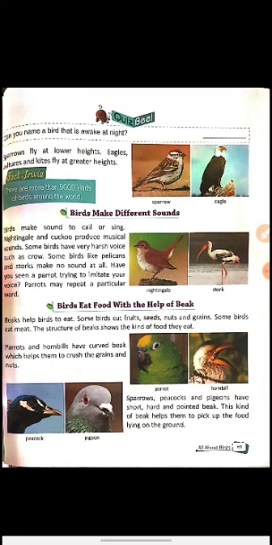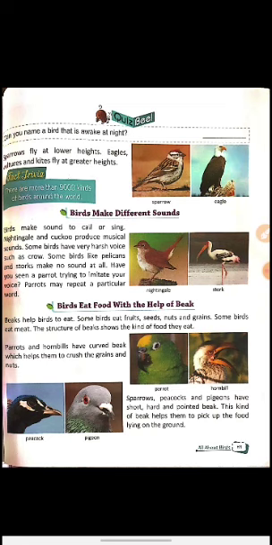Have you seen a parrot trying to imitate your voice? A parrot may repeat a particular word. What is the habit of the parrot? Parrots used to repeat what we say. So this feature of the parrot is called the imitating feature, to repeat what one is saying.